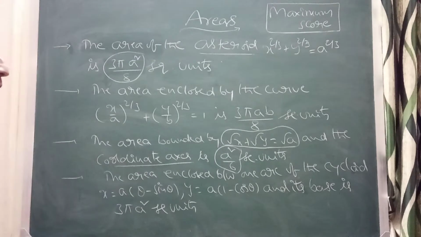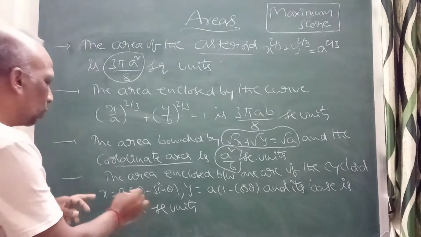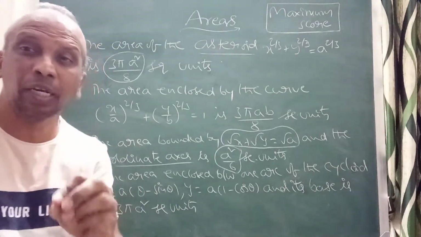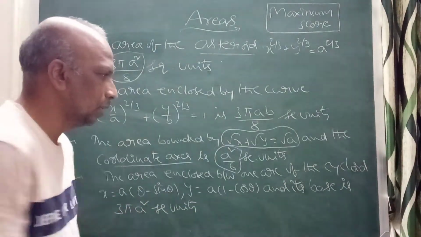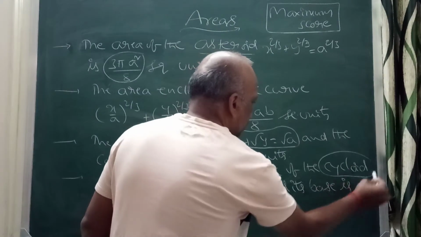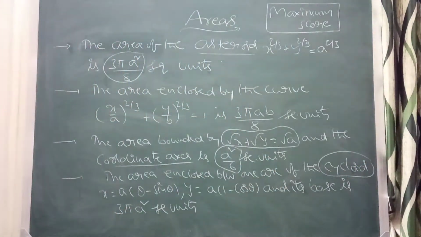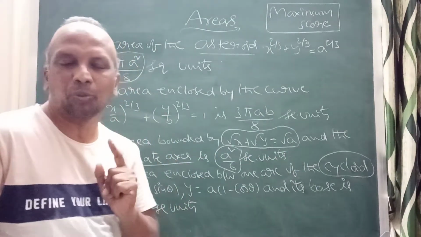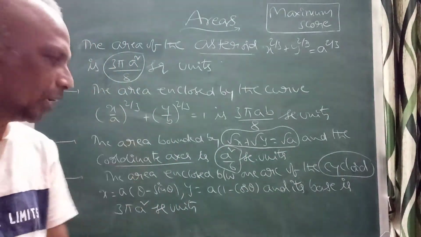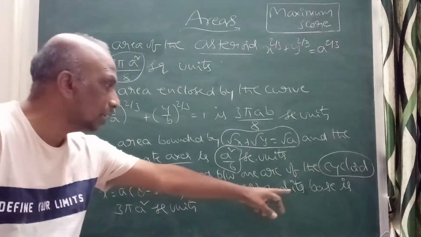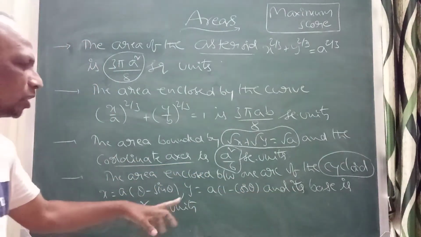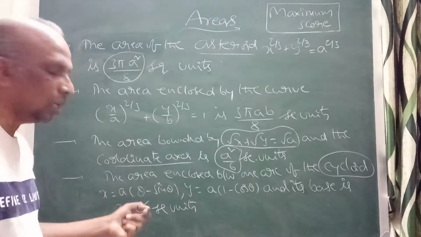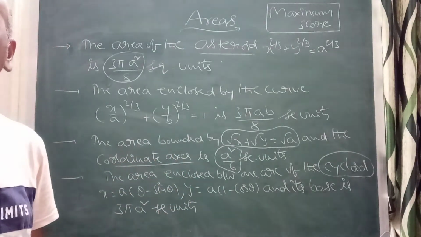And also, we are talking about the cycloid. So you can see x equal to a (theta minus sin theta), y equal to a (1 minus cos theta). That curve is called a cycloid. In the case of the cycloid, the area enclosed between one arc of the cycloid and its base, I am talking about one arc only, is 3 pi a square units.